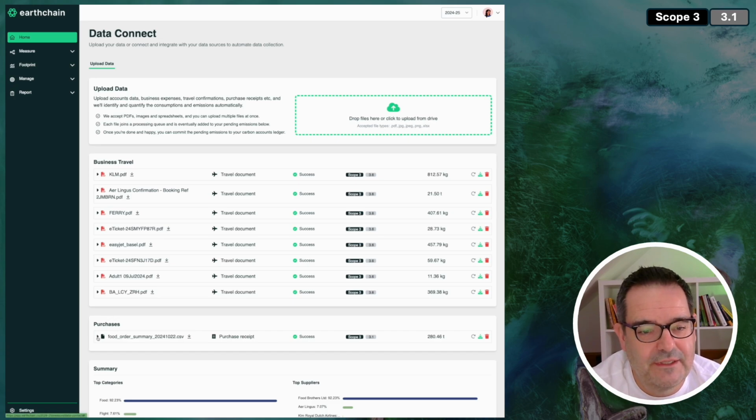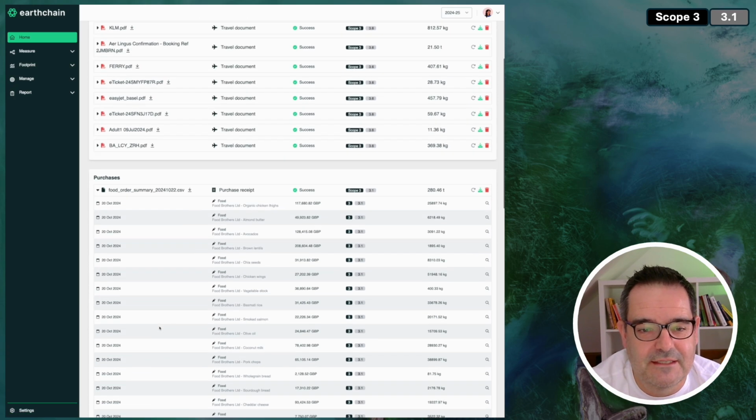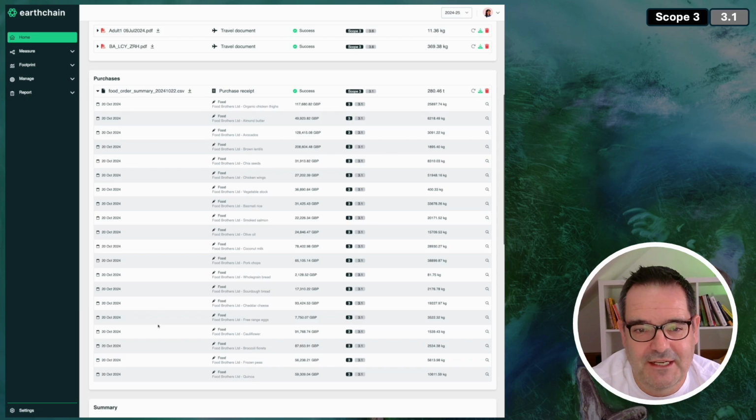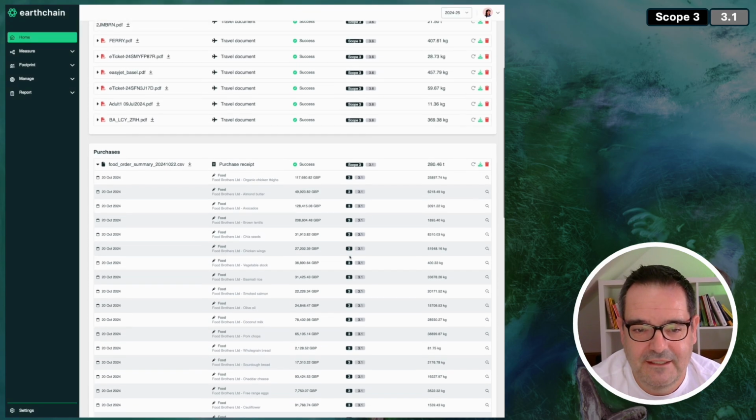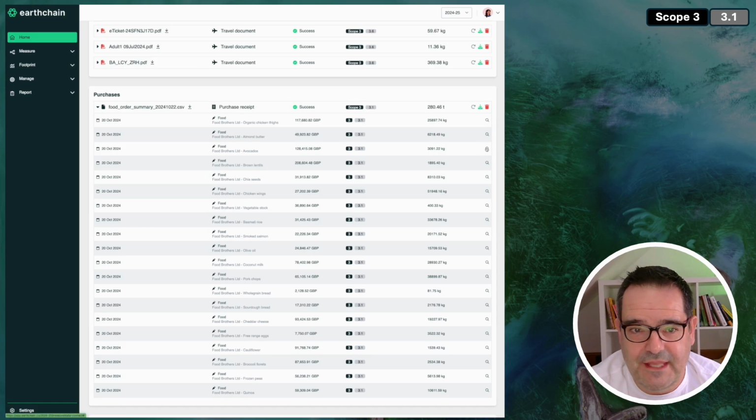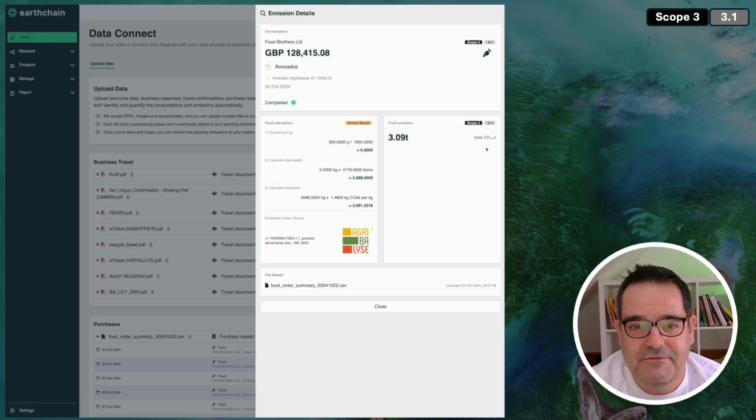So let's open that one up and take a look inside. Each of those items on the itemized order have been classified by Earthchain, identified as food products. We've used that identification then to look up the food emissions factor from the Agribelize food emissions factor data set. Then here's another one. This is avocados, for example. Here we've done a weights and measures conversion from grams to kilos, just what we need to input into that emissions factor calculation.